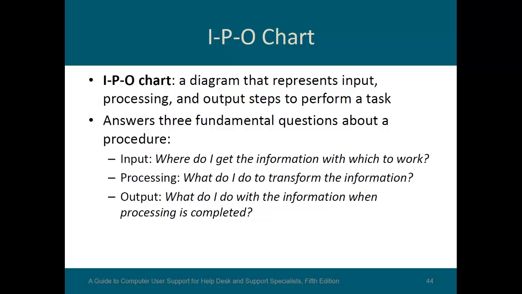IPO chart, a diagram that represents input, processing, and output steps to perform a task. Answers 3 fundamental questions about a procedure. Input, where do I get the information with which to work? Processing, what do I do to transform the information? Output, what do I do with the information when processing is completed? You might see this show up on a quiz in a little while.